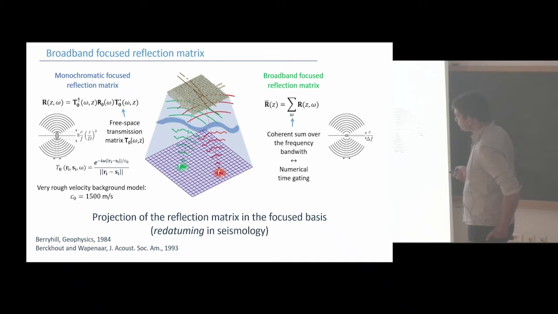It generates cigar-like shape geophones, and then I can retrieve the axial resolution provided by the large bandwidth of the seismic signals by summing the focused reflection matrix in the frequency domain over the frequency, and you retrieve an axial resolution that is now just limited by the frequency bandwidth. Okay, exactly as in acoustics. So this kind of manipulation was already done in geophysics. This is the work, for example, of Wapner. They call it redatuming in seismology.